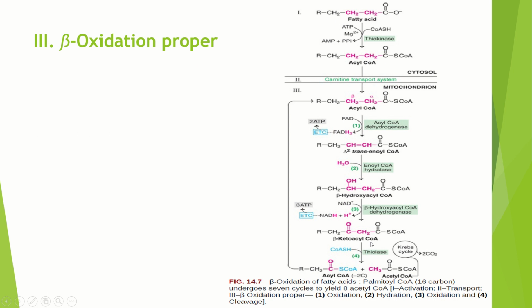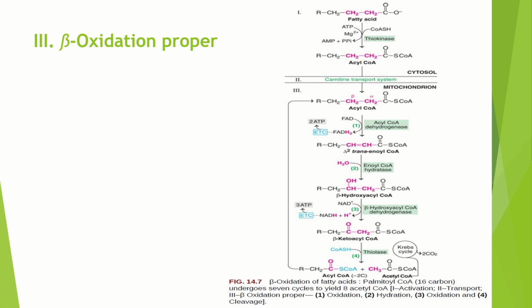And the fourth step is the cleavage reaction. The beta keto acyl CoA formed during the oxidation of beta hydroxy acyl CoA is going to be cleaved with the help of thiolase enzymes into acyl CoA and acetyl CoA. If you observe, this acyl CoA, which is formed as the product of beta oxidation proper, will consist of two carbons less than the original carbon chain which participated in the beta oxidation.